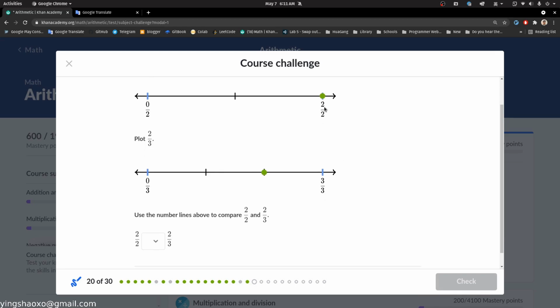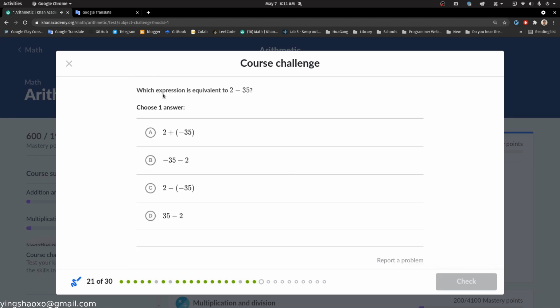I guess 2 over 2 will definitely be greater than 2 over 3, since the first one is 1 and the second one is less than 1. Do a check, and we get it right. Let's go on. Which expression is equivalent to 2 minus 35? 2 minus 35, that'll be 2 plus negative 35.